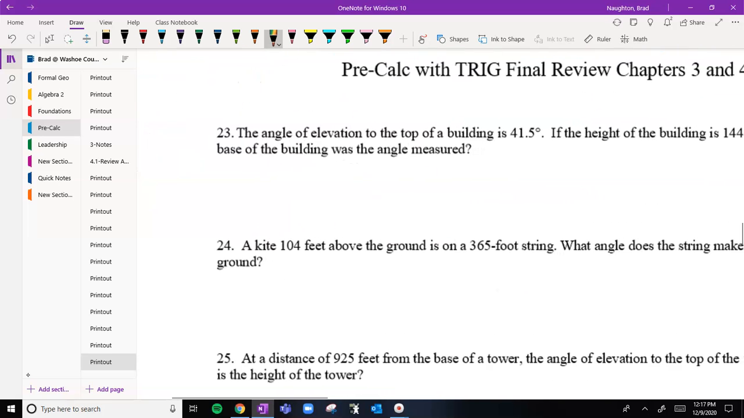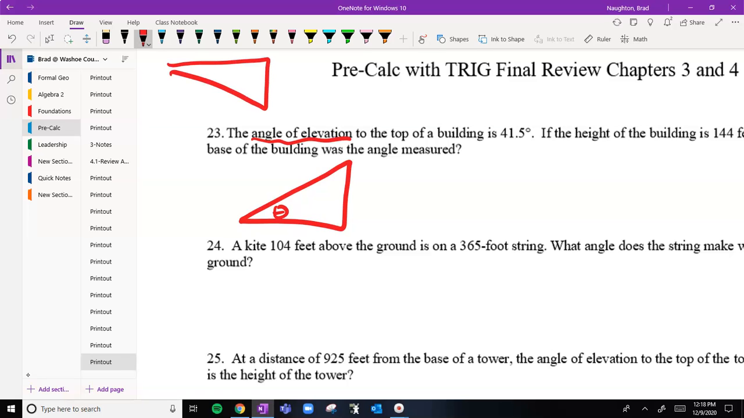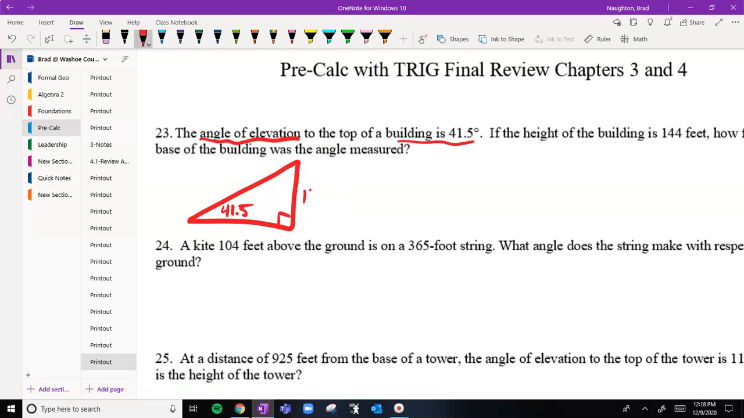Alrighty. So, ladies and gentlemen, when we get to this next section, it talks about angle of elevation. The best thing you can do is draw a picture. Angle of elevation is always up like this. Depression, just for funsies, is always that one. But that's not what we have for this example. So I'm going to erase my theta because I have a degree to put in there. It says it's 41.5. Your theta always goes in that corner right there. The height of the building is going to be 144, so I'm going to put the 144 right there.